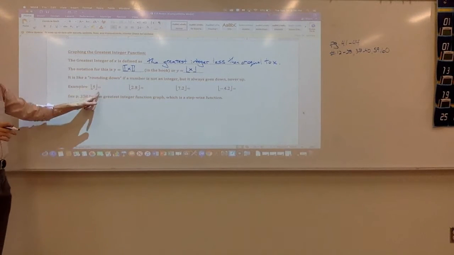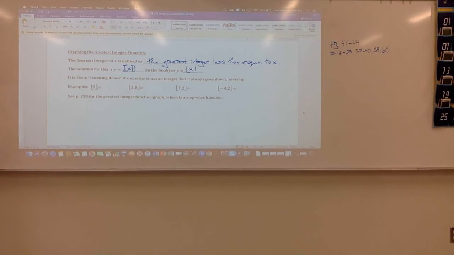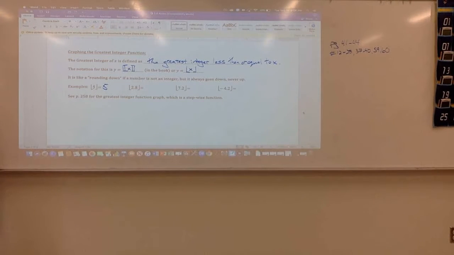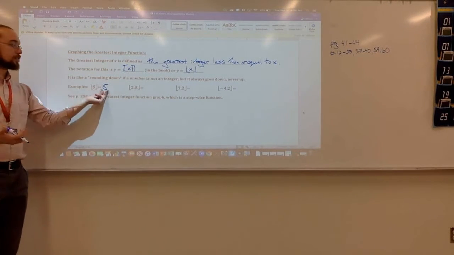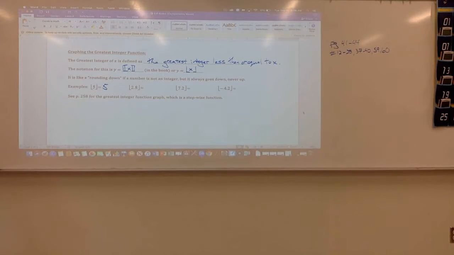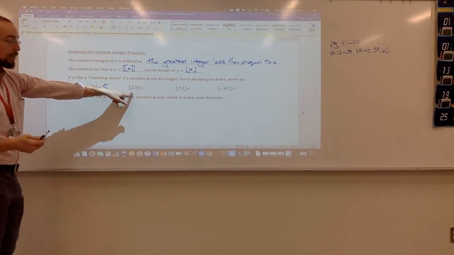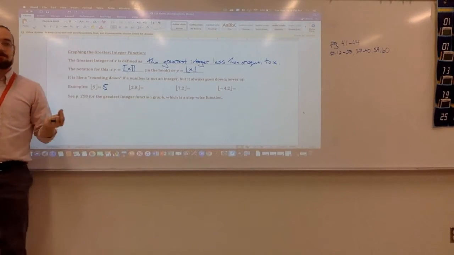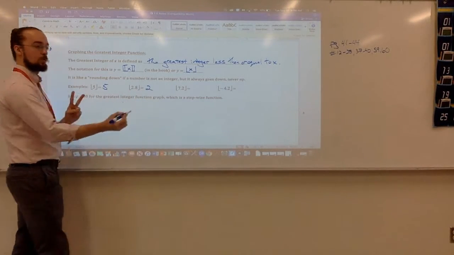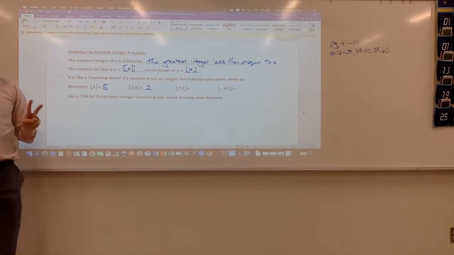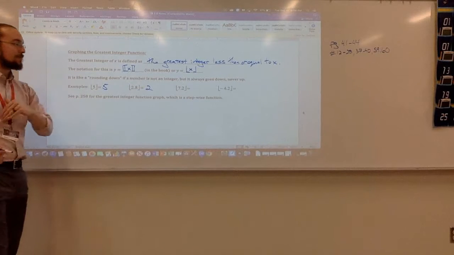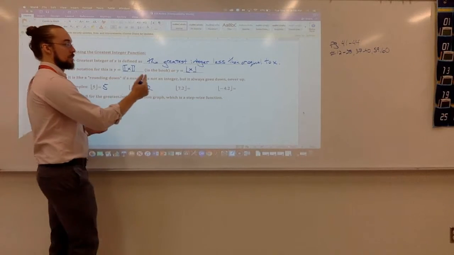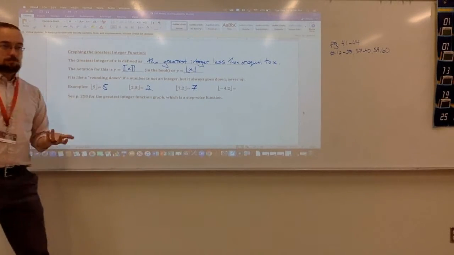So, for example, if I want the greatest integer of 5, well, that's just going to be 5. If we already have an integer, the greatest integer of an integer is the integer. 2.8: if I'm rounding down to the greatest integer less than or equal to 2.8, 2. If I'm rounding down 7.2 to the greatest integer less than or equal to 7.2, 7, right?